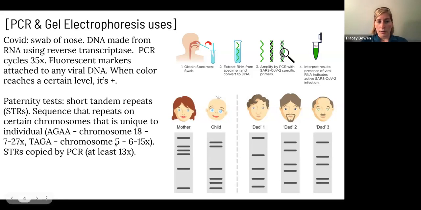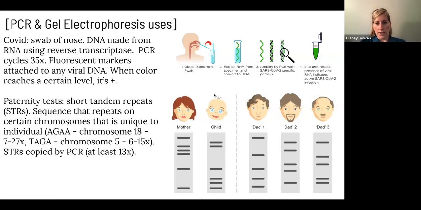TAGA repeats on chromosome 5, and it can repeat 6 to 15 times. In order to do a paternity test, they are going to run their PCR at least 13 times so that they have sufficient DNA to test different potential fathers. The child's going to get some of their short tandem repeats from their mom and then some from their dad. And they're not going to have exactly the mom's or exactly the dad's.